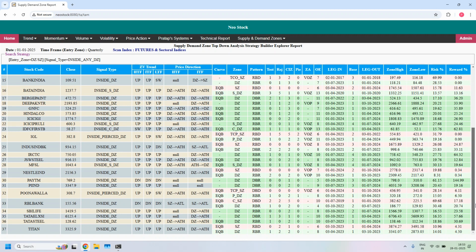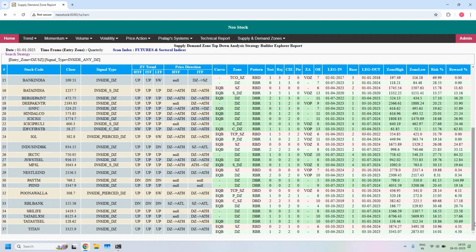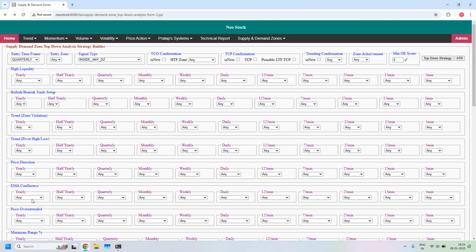We got 37 stocks. So first 23 stocks in the list. I am scrolling the list down. 37 stocks are filtered. We can further reduce this list by setting a high probability parameter, EMA Confluence. I am setting the quarterly demand zone having quarterly EMA Confluence filter.